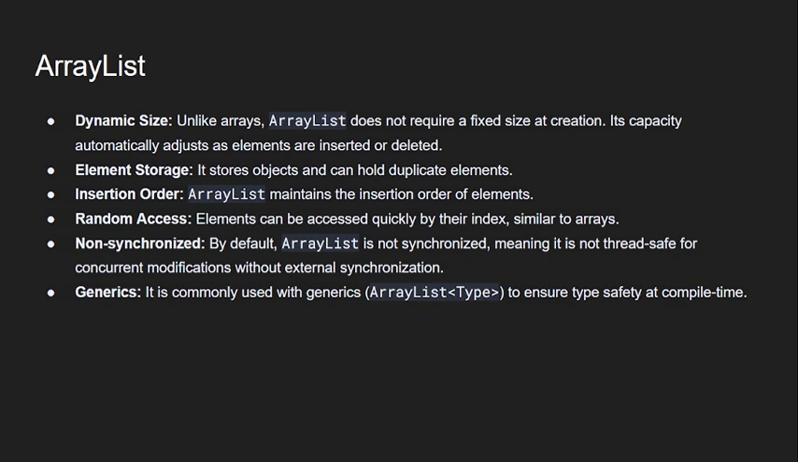Correct. So next is generics. It is commonly used with generics to ensure type safety at compile time. We can use ArrayList without a generic type also, but generics can also be used with the ArrayList, and it provides compile time safety to our code. Okay, so let's look at our code and how we can implement ArrayList.